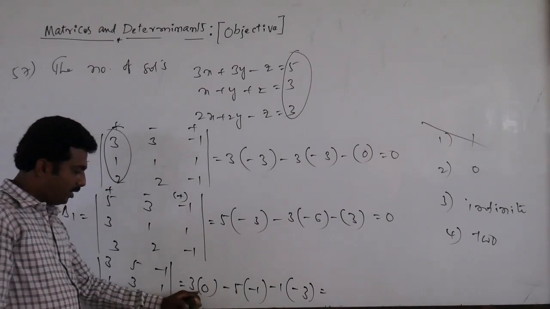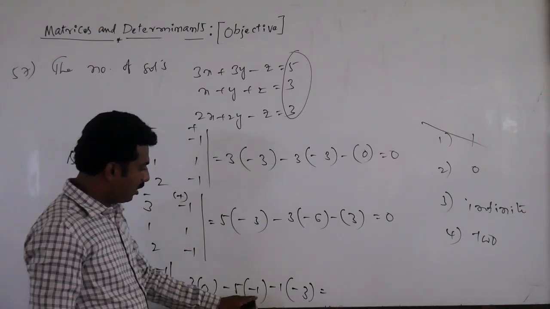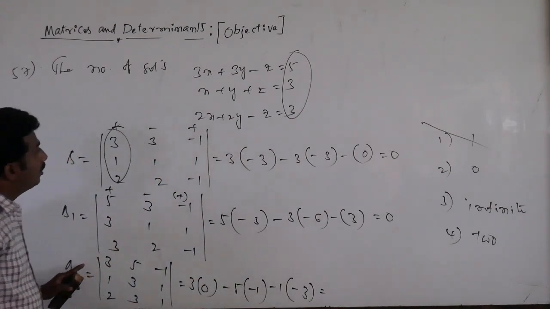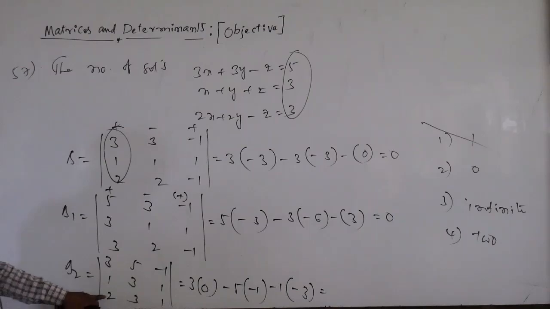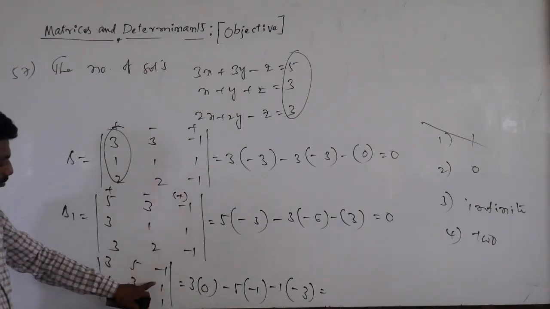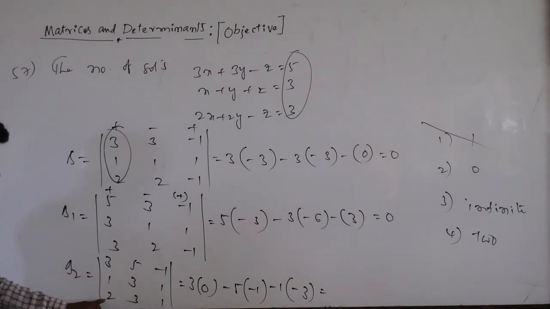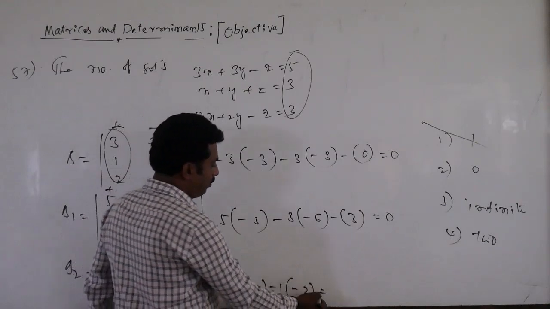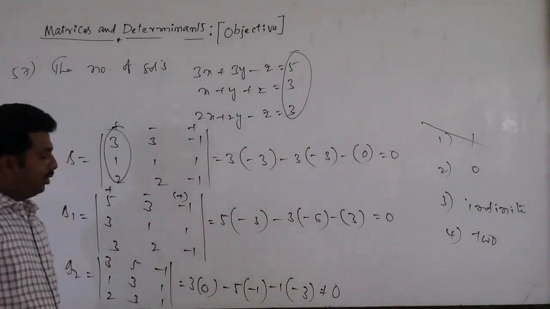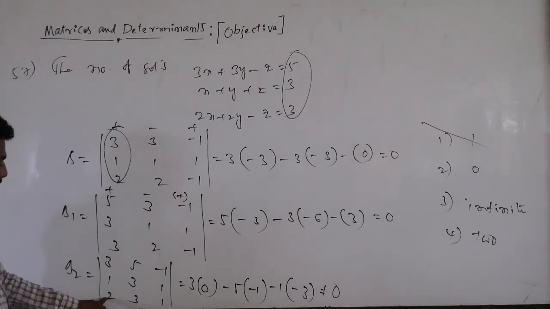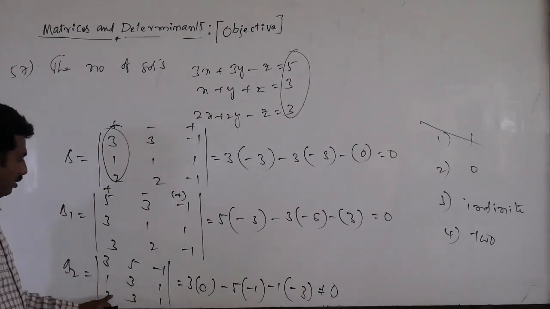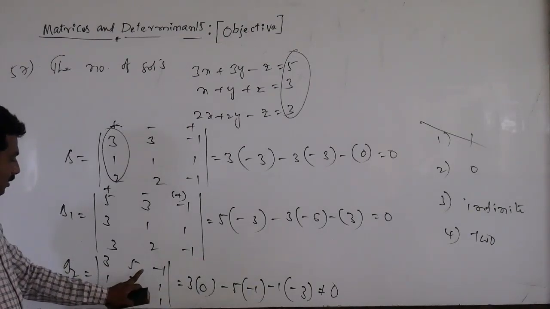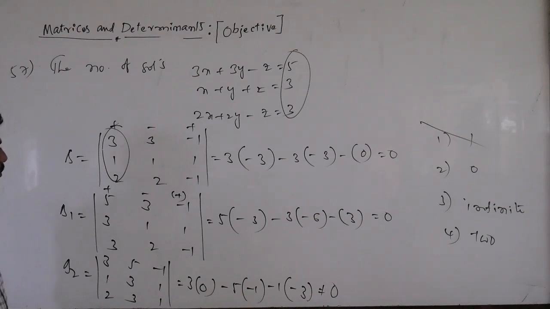So finally how much did we get? This is 0, this is plus 5, this is plus 3. So the determinant with rows 3, 5, minus 1; 1, 3, 1; 2, 3, minus 1. If you take 3 and close, this is 0. Observe: 3 into 3 minus 3 is 0, then 1 minus 2, minus 1, minus 1 into 3 minus 6, which means minus 3.